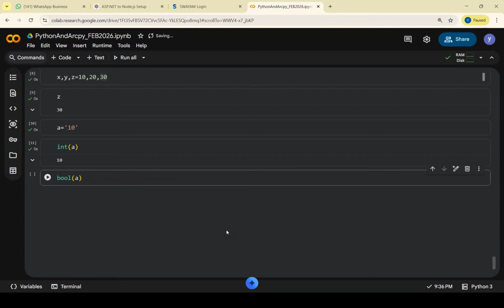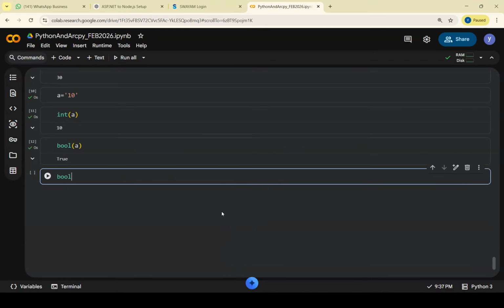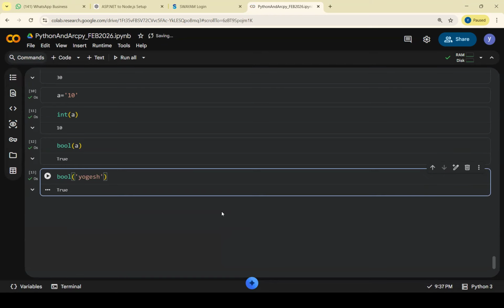One is true, the other one is false. So if you are going to convert anything to the boolean, either you will get the answer true or you will get the answer false. The thumb rule is, whenever we convert anything to the boolean, you will always get the answer true except 0.